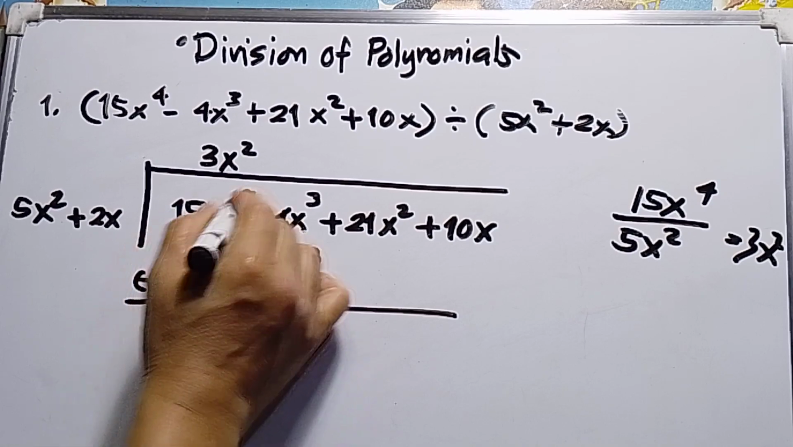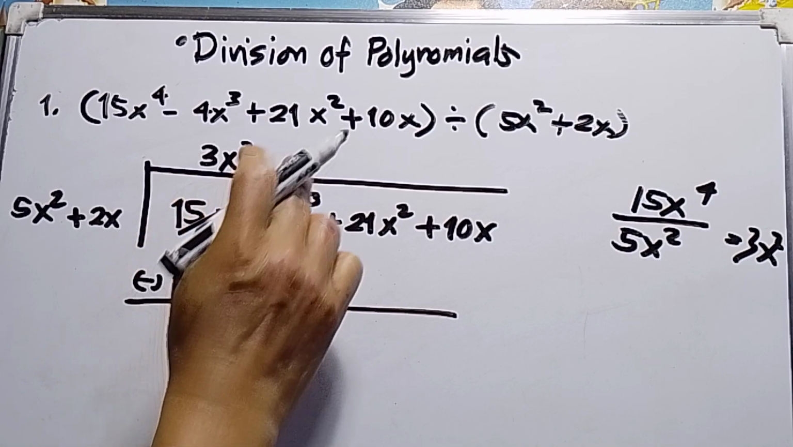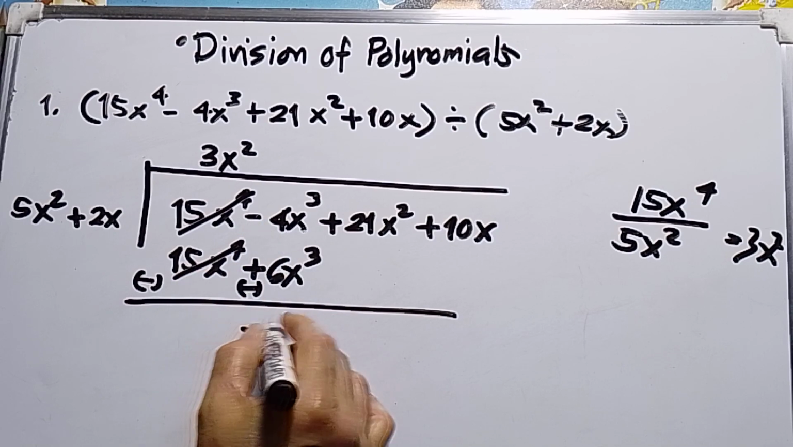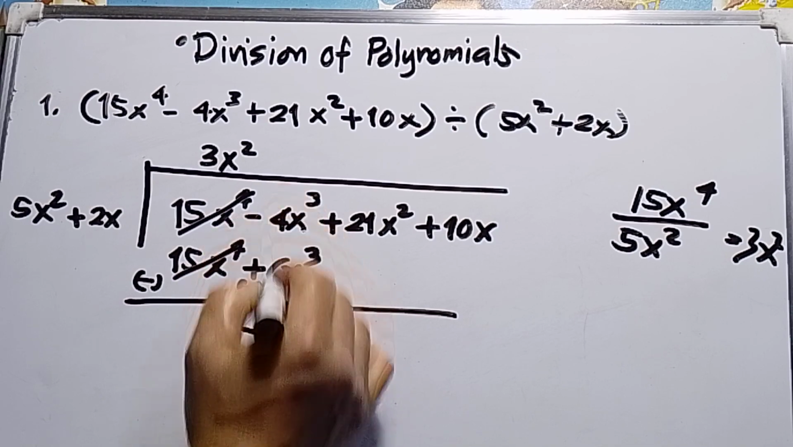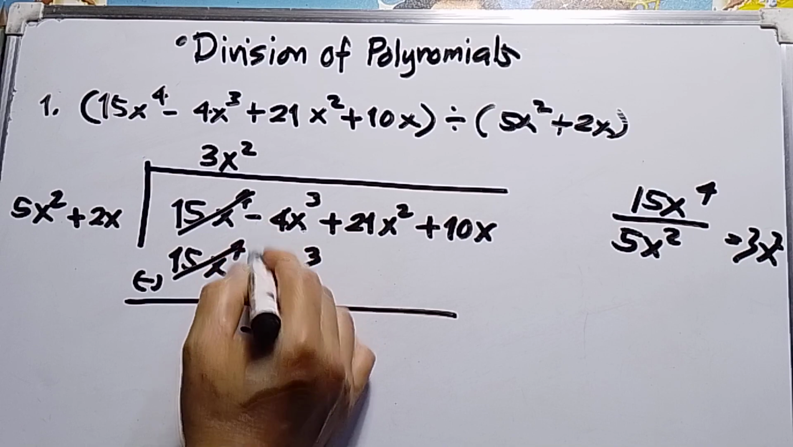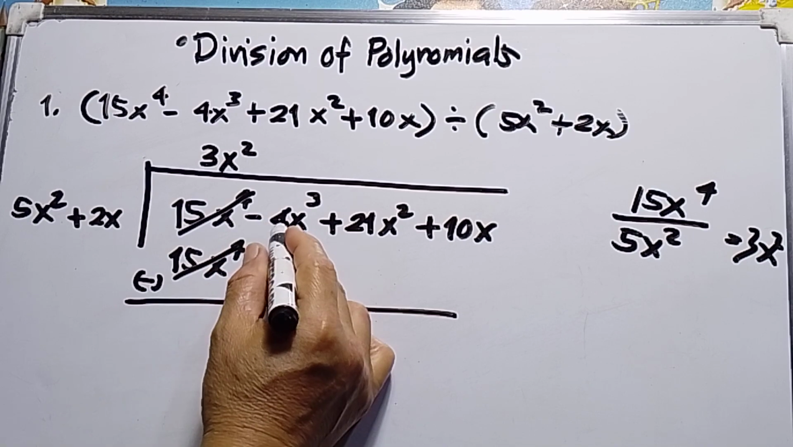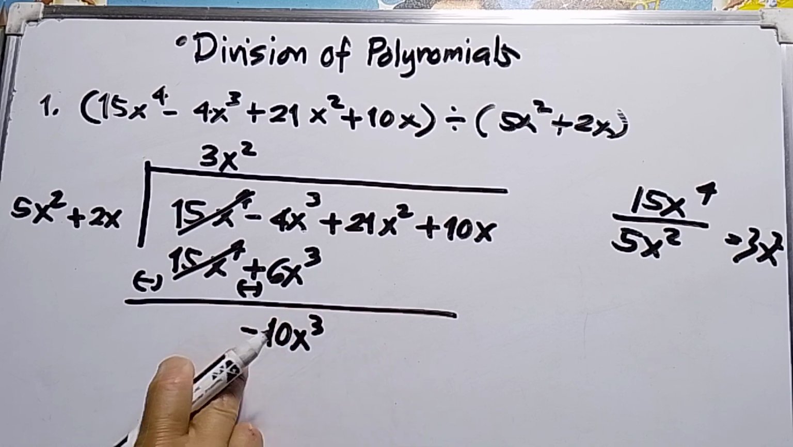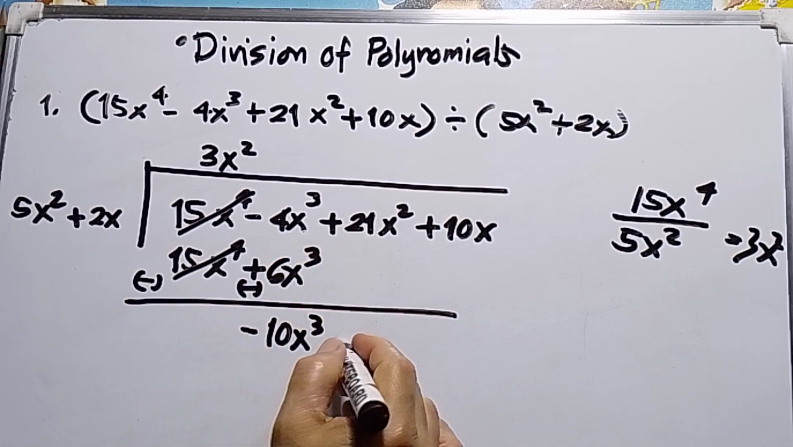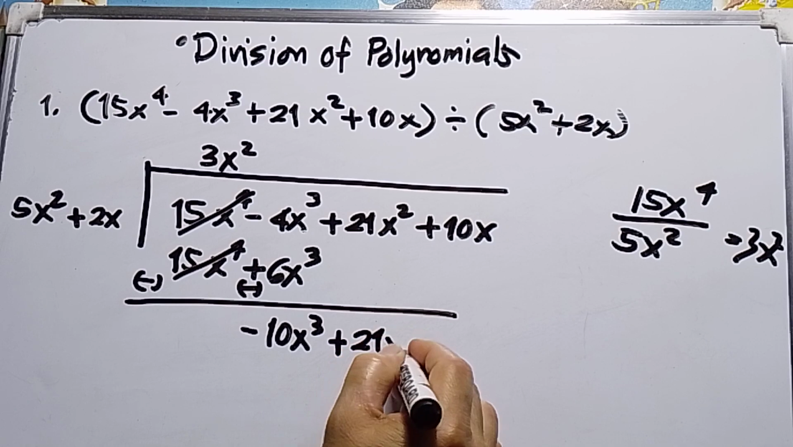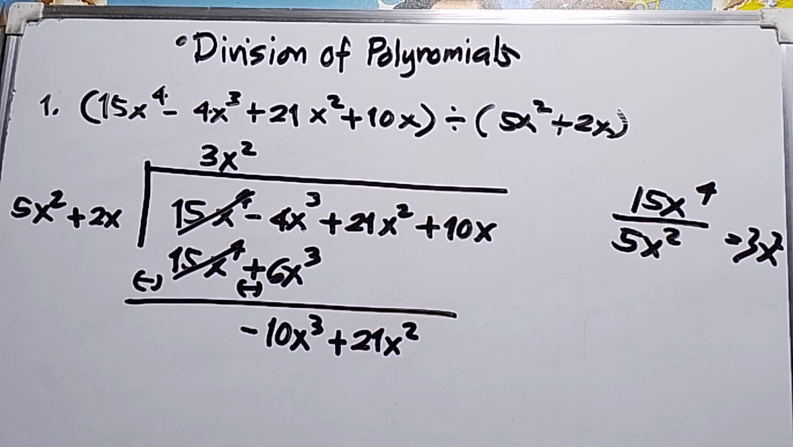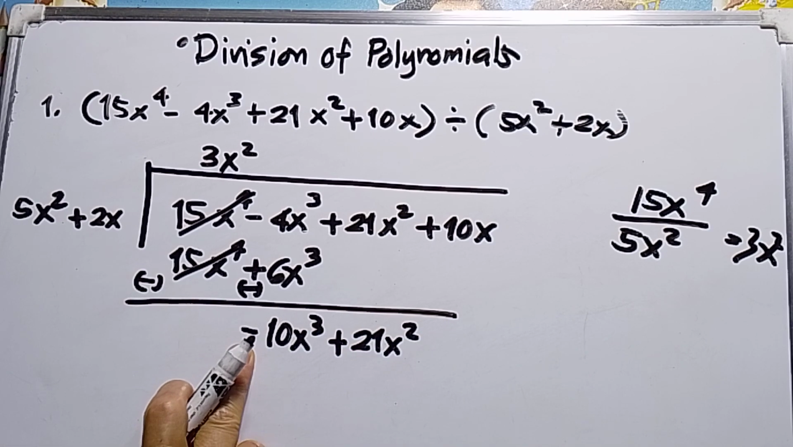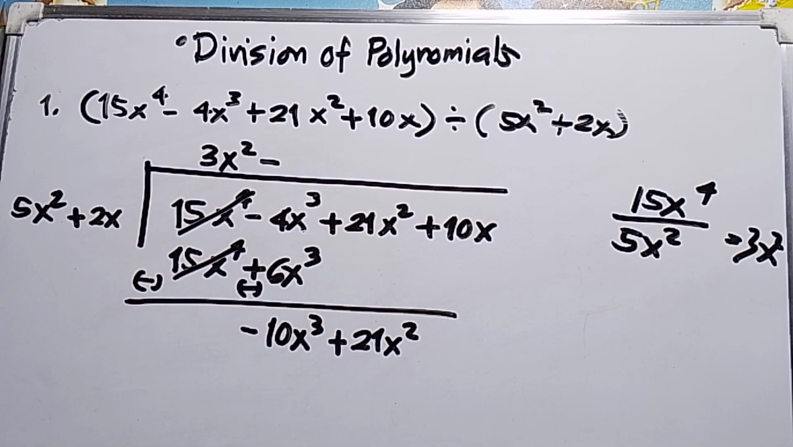So this will be crossed out. Negative 4x cubed minus 6x cubed will be negative. So this will be the same sign, or similar sign, so 4 and then 6 will be added. So this will be 10x cubed. So the sign is negative. Then bring down plus 21x squared. Since the first term has a negative sign, the quotient must have a negative sign.